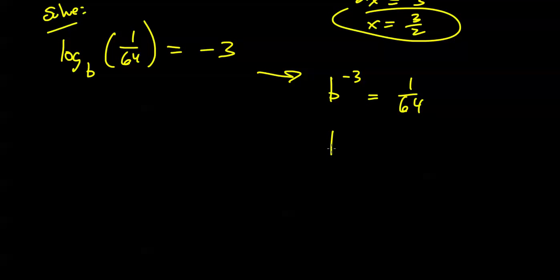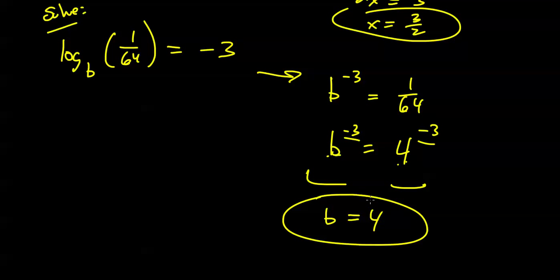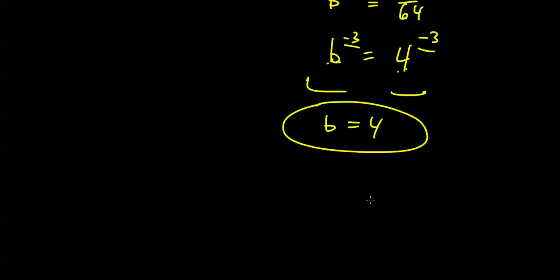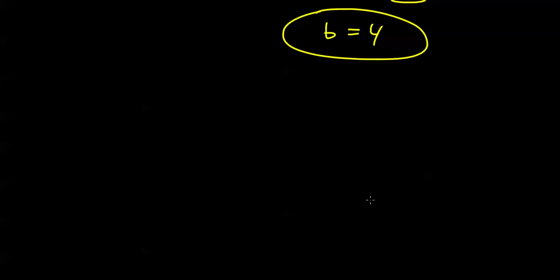If you didn't see that right off the bat, well, b to the minus 3 power equals 1/64, which is 4 to the minus 3 power. And of course, if I've got equality left to right, and the exponents are the same, that means the bases must be the same. So b equals 4. Either formally or informally, often a matter of taste, we should be able to arrive at the correct answer.